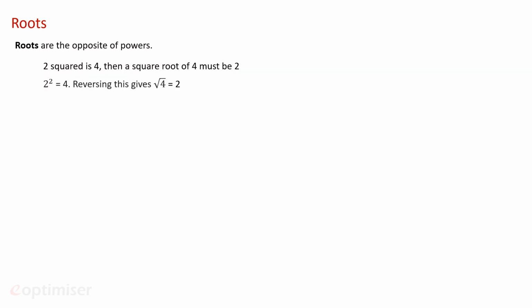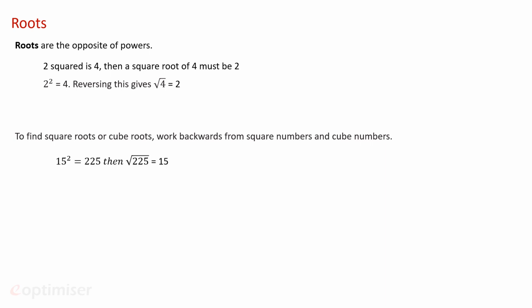So the roots are opposite to powers. So 2 squared is 4. That means 2 into 2 is equal to 4. Therefore the square root of 4 is 2. Similarly, 15 squared is 225. The square root of 225 is 15. 5 cubed is 125. The cube root of 125 is 5.